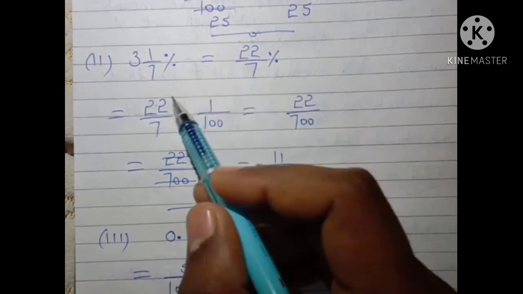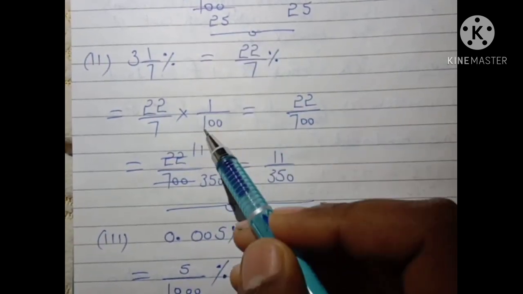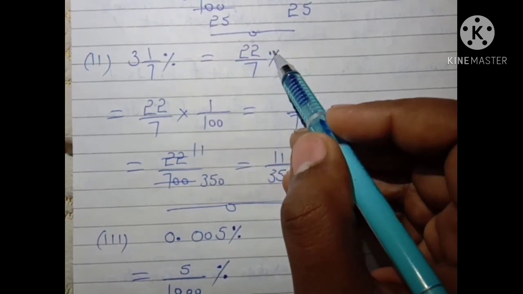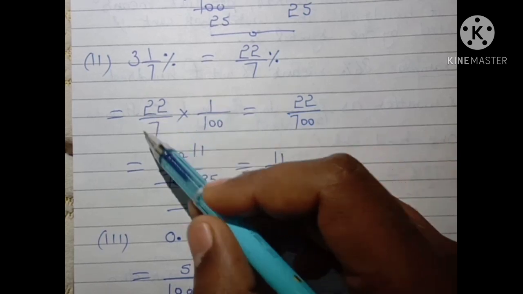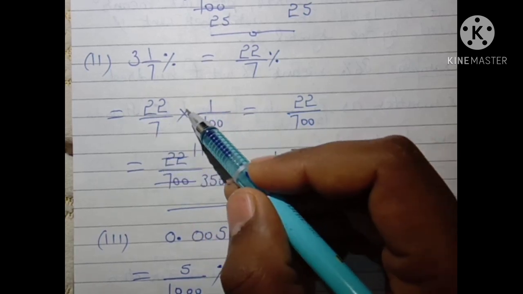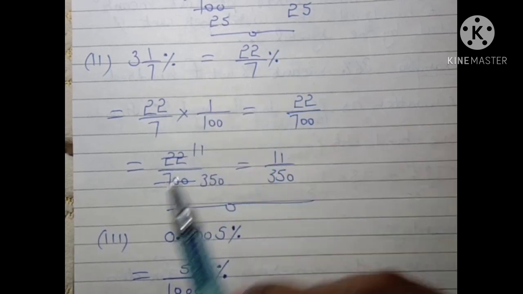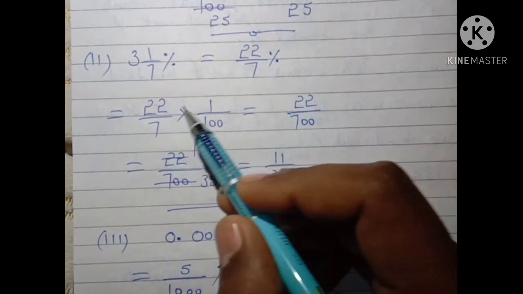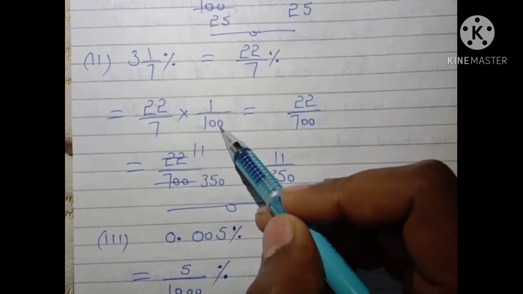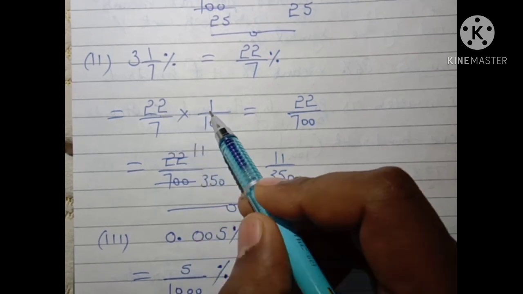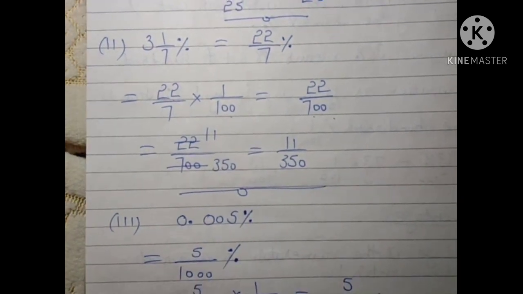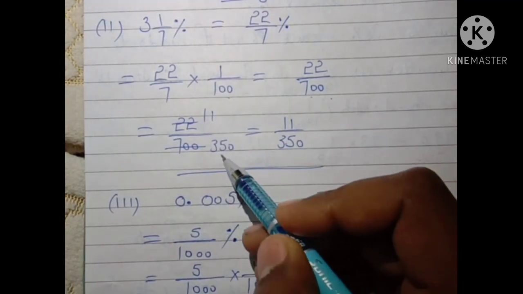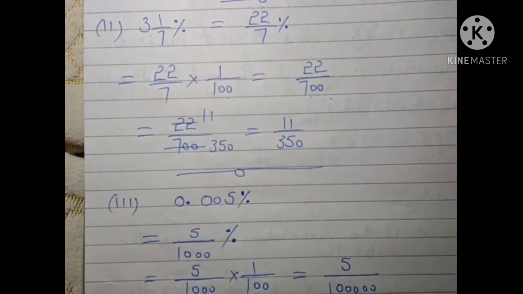Again, write down this 22 by 7 into 1 by 100, because again the same thing is here. When we want to convert percentage into fraction, that time we have to divide this term by 100. So basically divide this term by 100 means 1 by 100. So it will become 22 over 7 into 1 by 100. So then 22 into 1 is 22 by 700, and again after doing a little calculation it will become 11 by 350. So this is the solution.